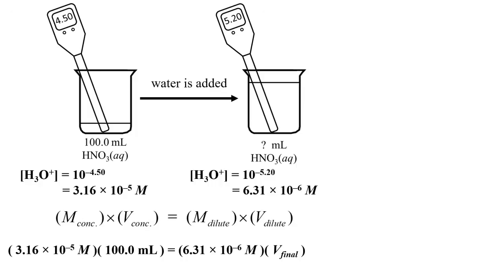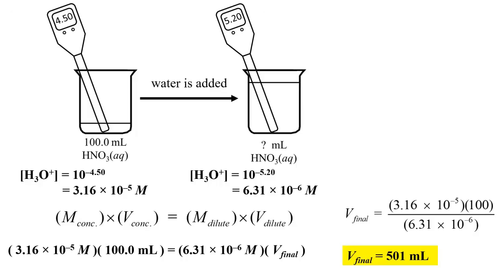So I'm going to go ahead and solve for V final, and that is equal to the following calculation: 3.16 times 10 to the negative 5 times 100 divided by 6.31 times 10 to the negative 6. So if we do this math, we're going to figure out the volume of the diluted solution in units of milliliters. And so when you do this math, we get approximately 500 milliliters.